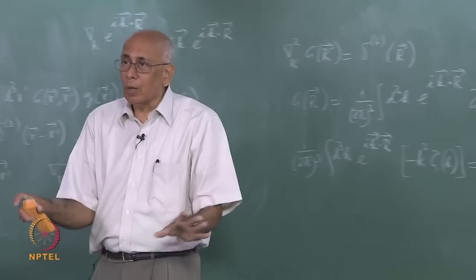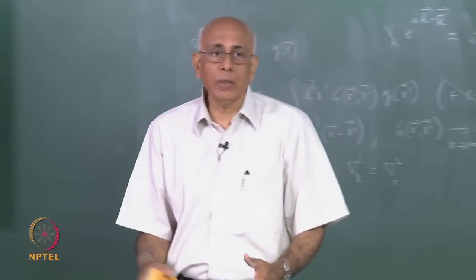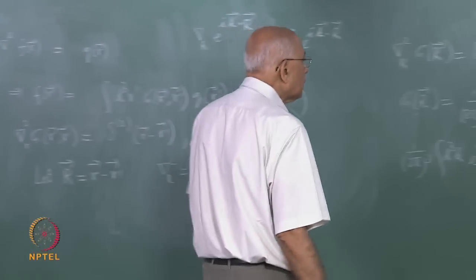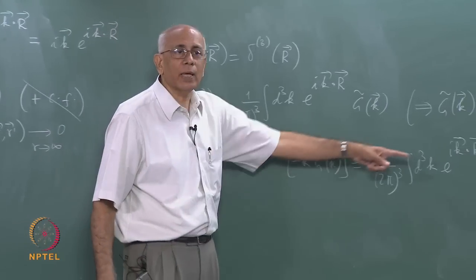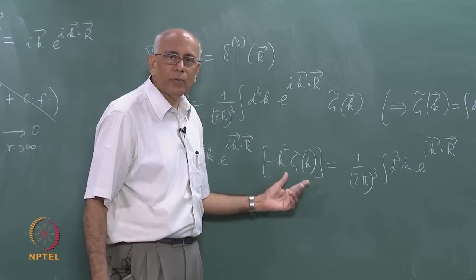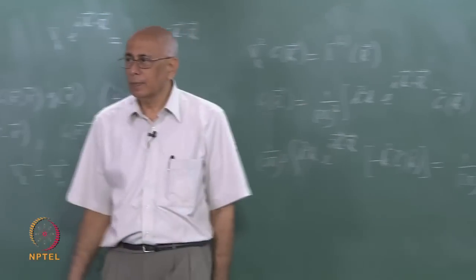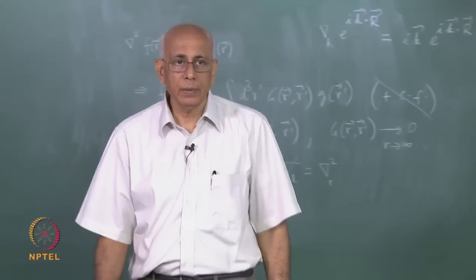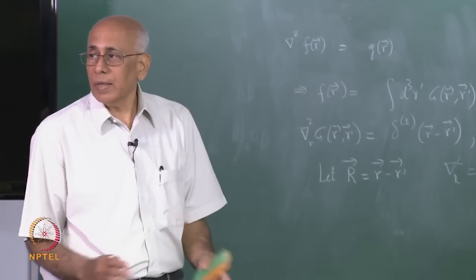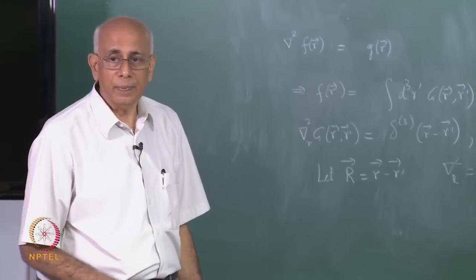It forms a complete set of states in the r space, and you are equating these two guys here. So component by component they must be equal. When you equate two vectors, they are equal component by component. So the coefficient of each e to the i k dot r on the two sides must be equal, which says minus k squared g tilde of k must be equal to unity. So we have got g tilde of k is minus 1 over k squared, that is it.